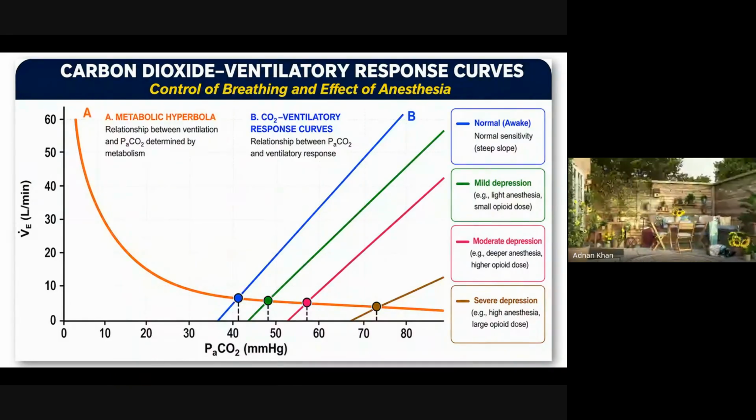After induction of general anesthesia and the use of opioids, this response progressively shifts to the right side and the slope flattens, as you see with the green, pink, and brown lines. This means that the respiratory centers become less sensitive to carbon dioxide, resulting in reduced minute ventilation and progressively higher resting PaCO2.